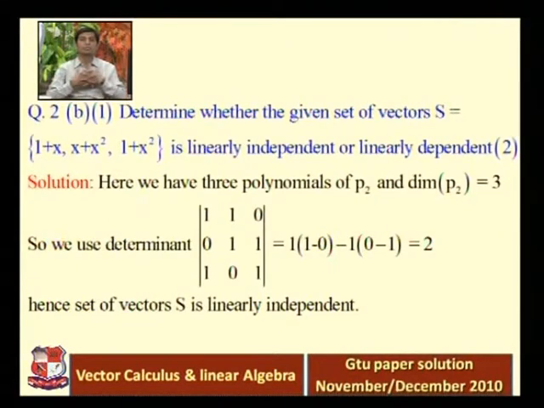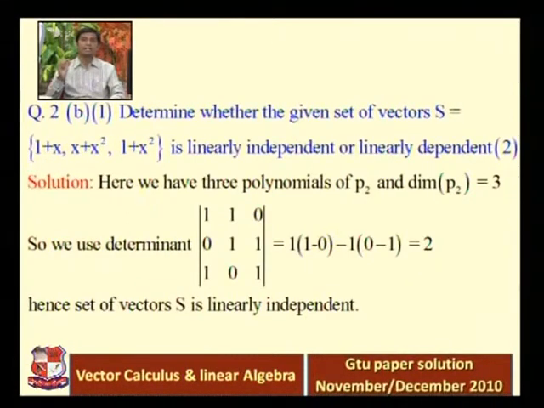Now to prove that the given set of polynomials is linearly independent or linearly dependent, what we have to do? We have to use the determinant method. Why can we use this method? Because these three polynomials are polynomials of P2, and the dimension of P2 is equal to 3, and we have exactly 3 polynomials. So that's why we can use the determinant.